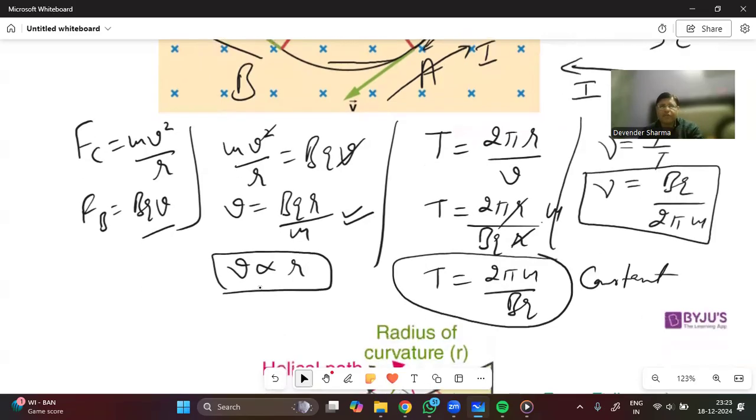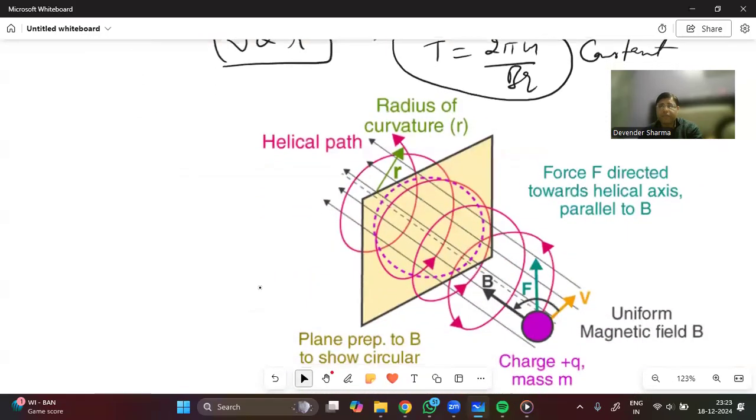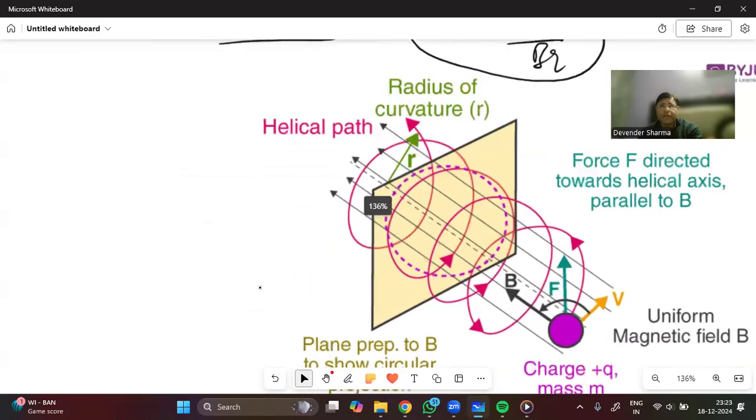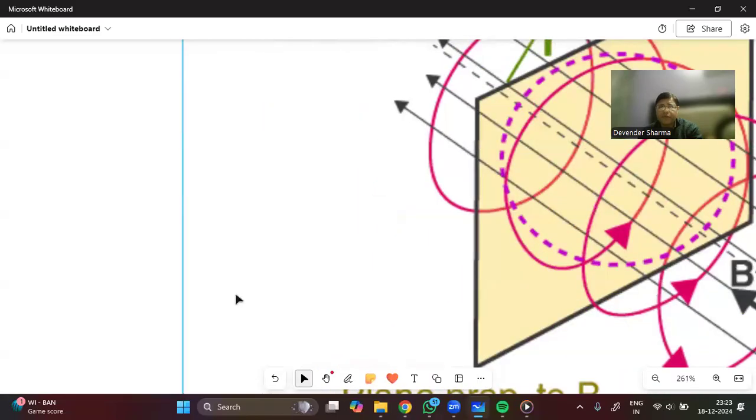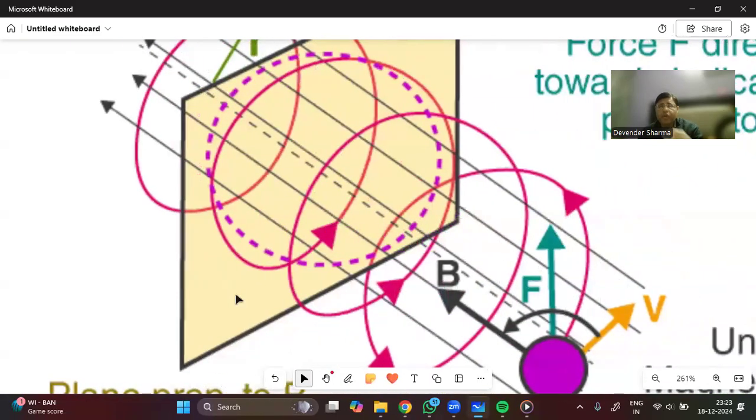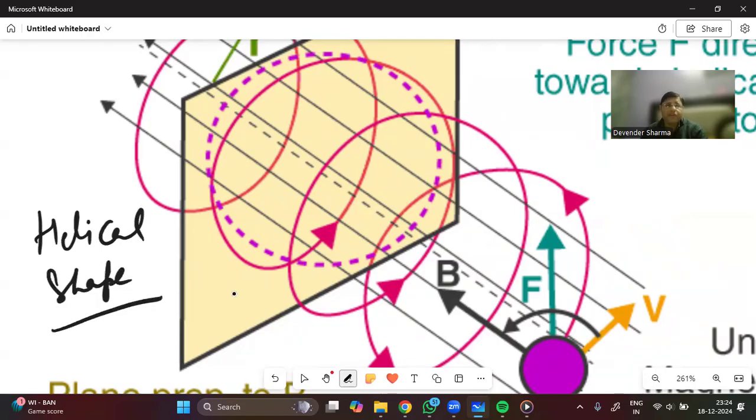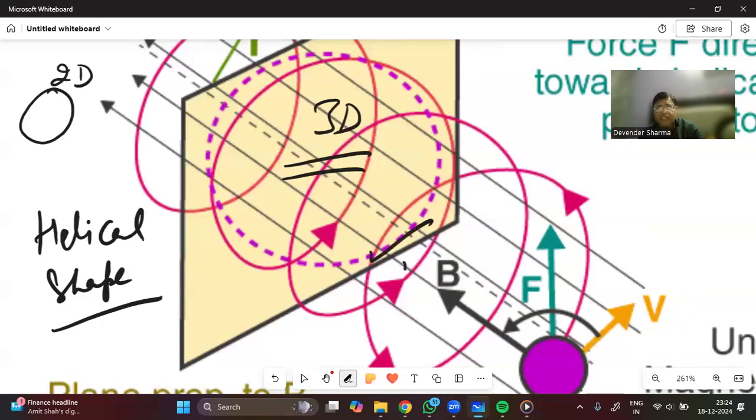Last but not the least, I want to discuss what happens if it is in 3D. So let's see how they are moving in 3D. That forms this kind of shape, which is called a helical shape. So if an MCQ comes, when a charged particle is placed in a magnetic field, what will be its shape? You will answer helical, not circular, because circular is in 2D. If we talk about 3D, we have this helical shape.